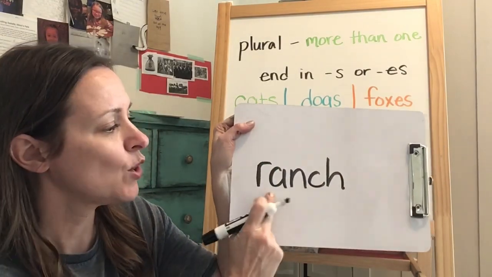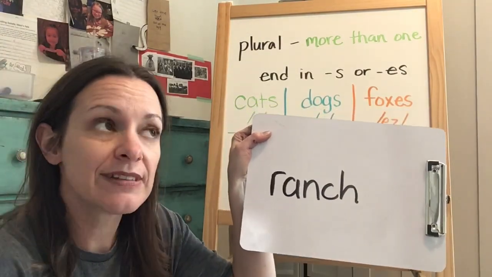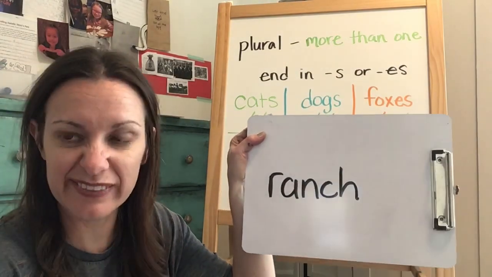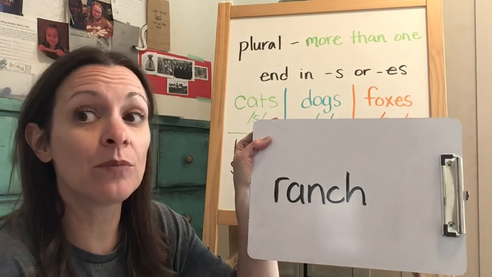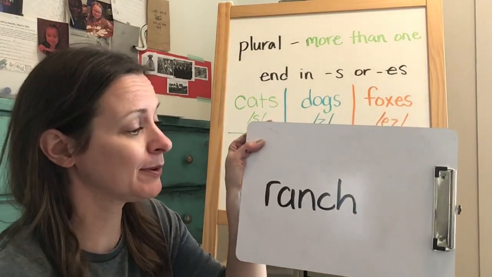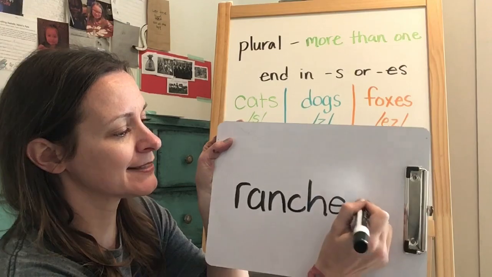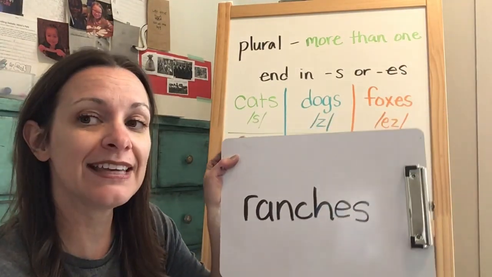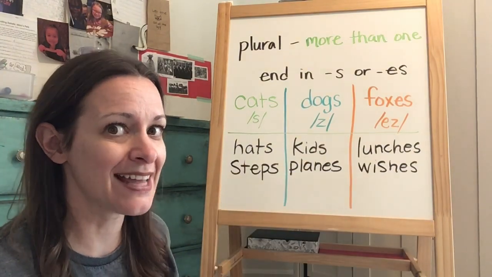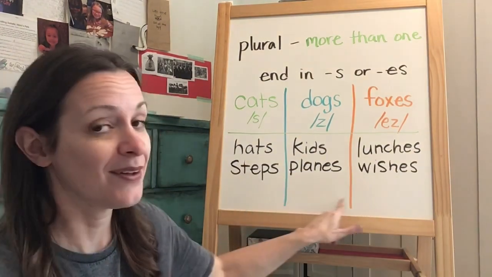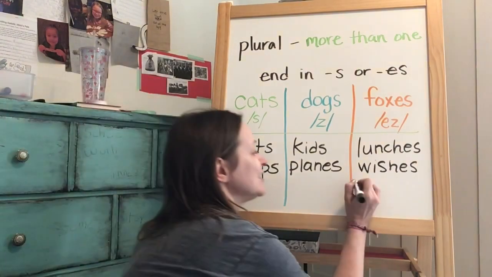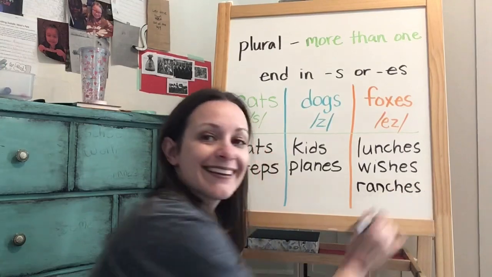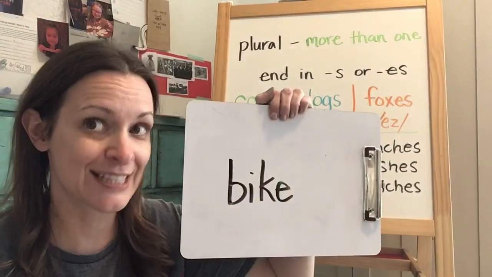Here's our next one. We have the word ranch. A ranch is somewhere you might live that has a lot of horses and cows and stuff like that. If we want to live on more than one ranch, we'd make it plural by adding our ES. We want to live on multiple ranches. What do you hear at the end of ES? Ranches. Where would it go? You got it. Ranches. Good job.